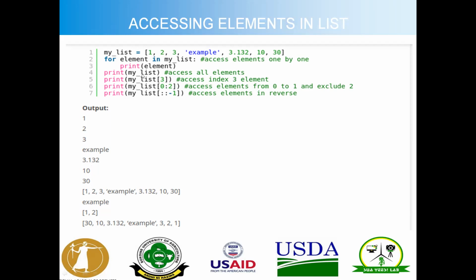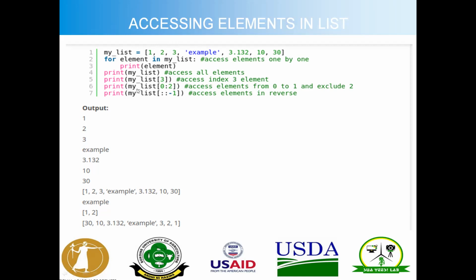The second print prints my list. This is a way of accessing all elements. By printing the variable name of the list, you access all the elements and can view all of them. But as I said earlier, you can also access the elements from the list variable by supplying the index value. For example, here I can say my list and then index 3. It will access the value at index 3. This is index 0, 1, 2, 3, so it will get example as a value, as you can see.